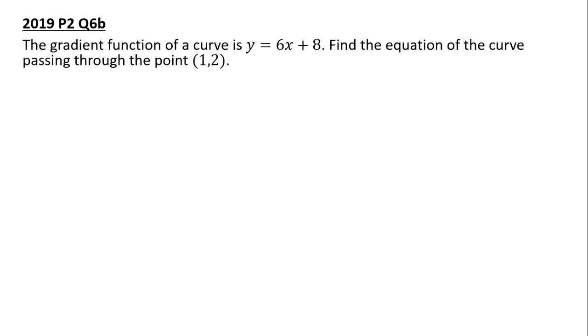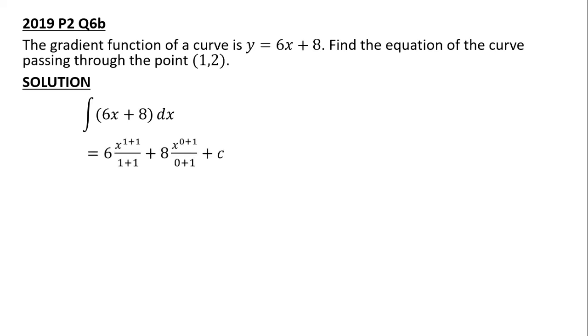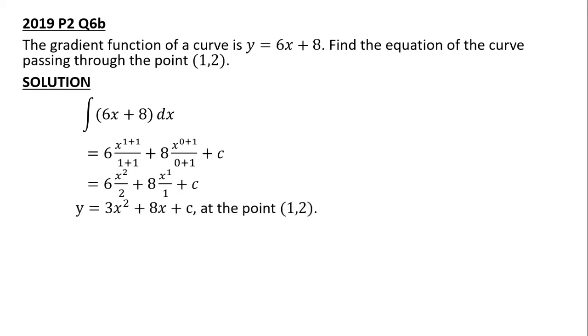So what we are going to do is to integrate. We are going to say the integral of 6x plus 8 dx is the same as 6x to the power 1 plus 1 over 1 plus 1 plus 8x to the power 0 plus 1 over 0 plus 1 plus our constant c. So we are going to get 6x squared over 2 plus 8x to the power 1 over 1 plus our constant c. Divide 2 into 6, you get a 3. So we are going to say y equal to 3x squared plus 8x plus c.